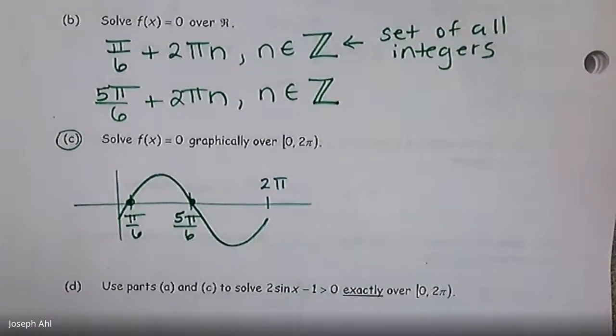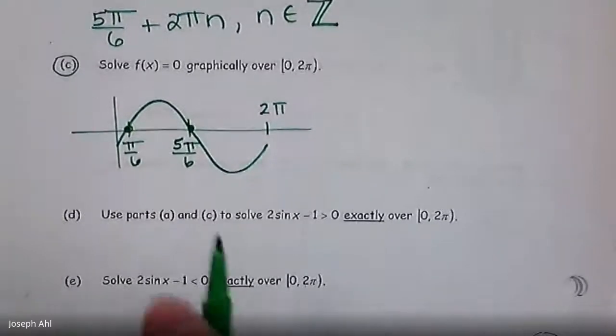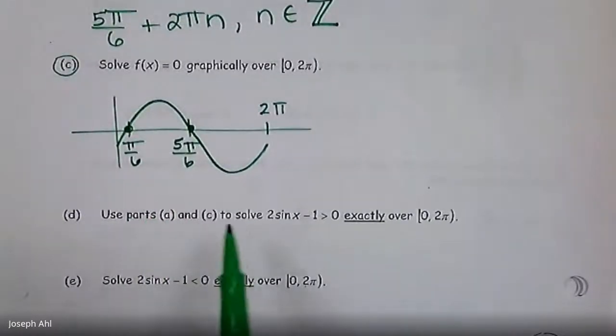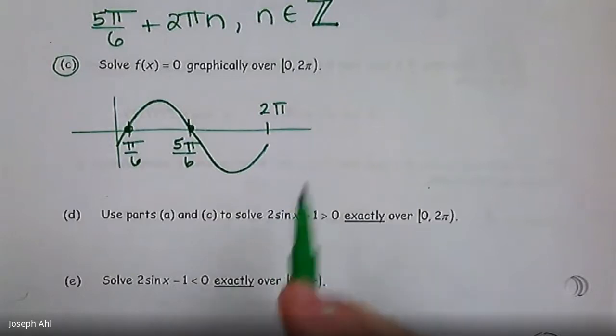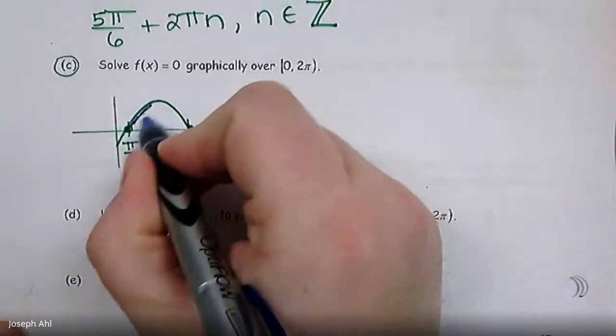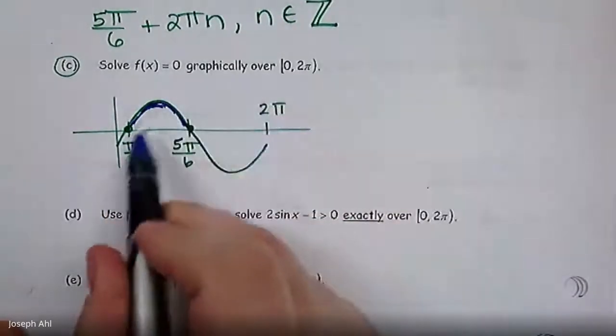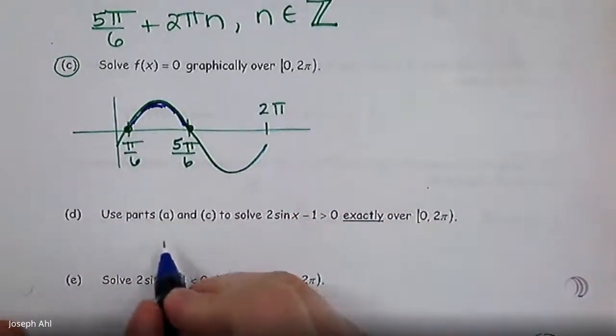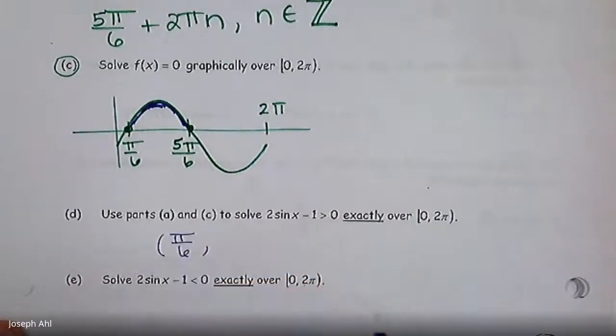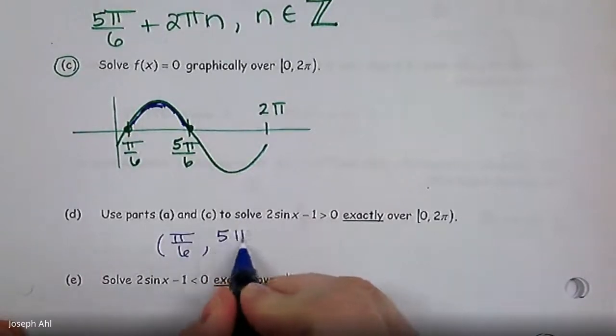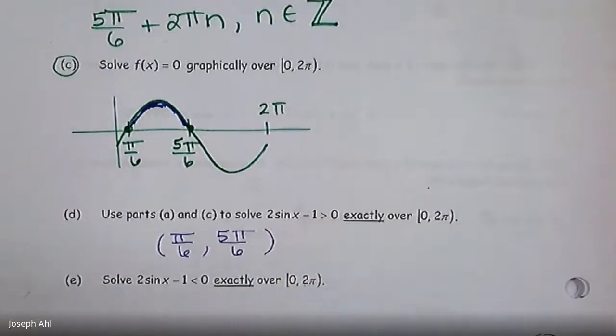Okay. And then finally, the last thing says, well, actually there's 2 more parts, sorry. Use parts A and C to solve this inequality. When is 2 sine x minus 1 greater than 0? Well, if I look at the graph, where is it greater than 0? It's greater than 0 where it's above the x-axis. So we're greater than 0 in this region right here from pi over 6 to 5 pi over 6.